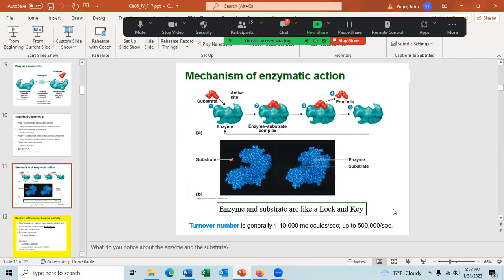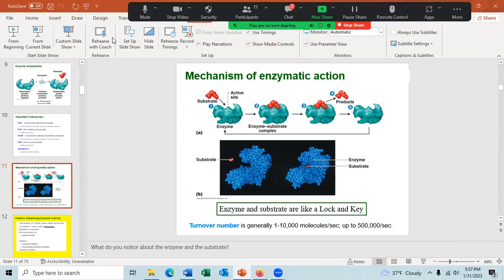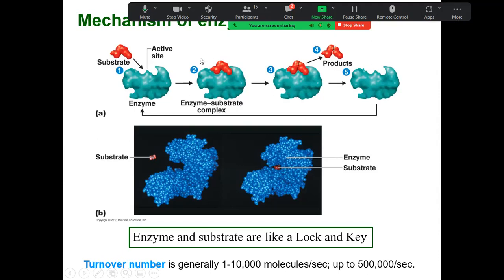All right, this slide is showing you that enzymes bind with a substrate to form an enzyme substrate complex, which is shown here. And then that puts stress on the bonds of the substrate, which will help the substrate convert into the product, where that bond is then broken in this case.